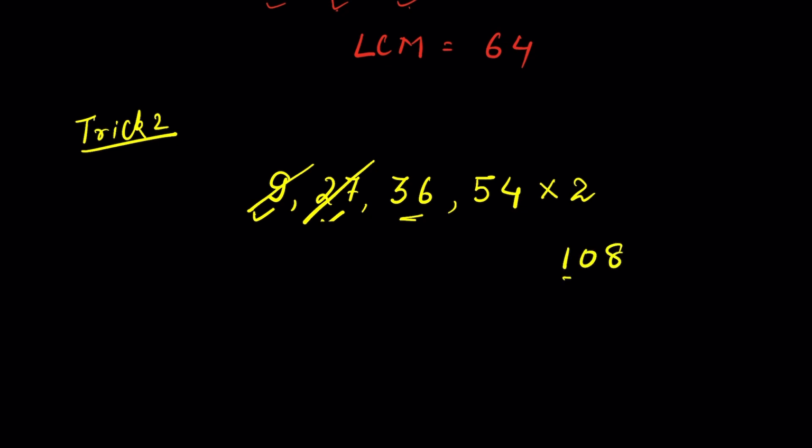Now 108 is divisible by 36. 36 times 3 is 108. Now we can cancel 36. And 108 is also divisible by 54. So the LCM will be 108.